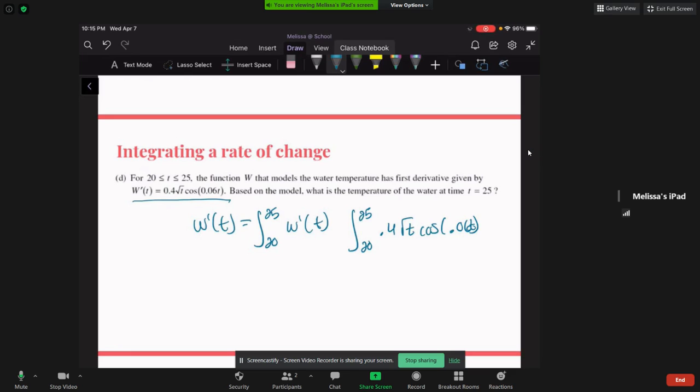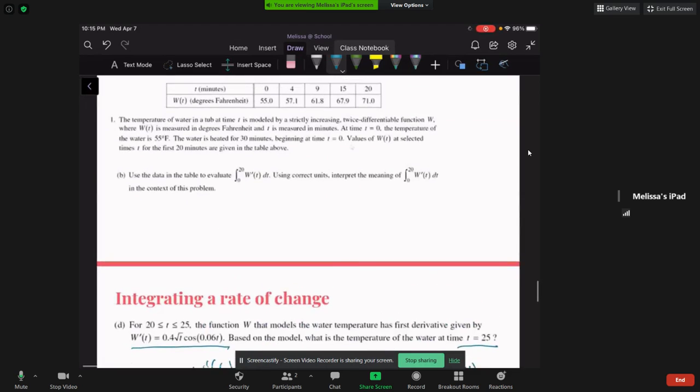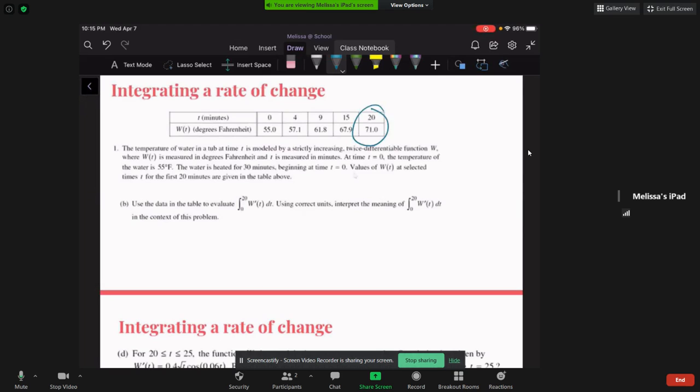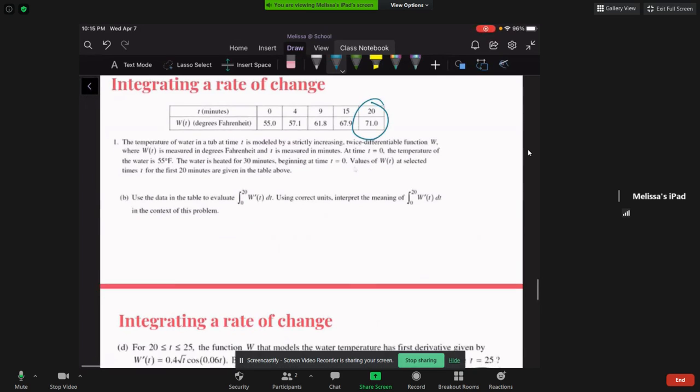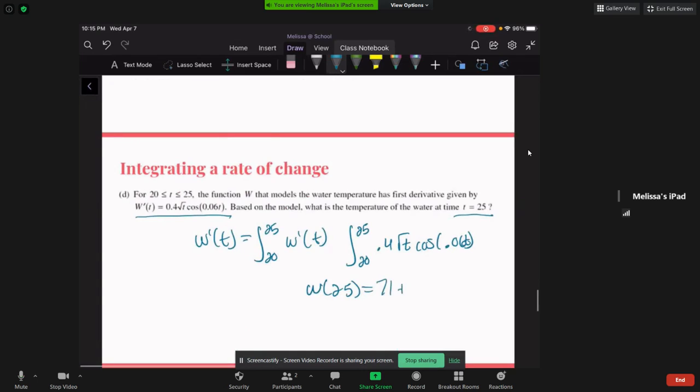We're looking for what the water temperature is at 25 minutes. To know that, we need to take into account what it was at 20 minutes. Looking back at the table, W of 20 was 71 degrees. Then we add on the increase from the interval 20 to 25, which comes out to 2.043 when you plug it into your calculator. You then add those values together to get your actual water temperature at t equals 25 minutes.